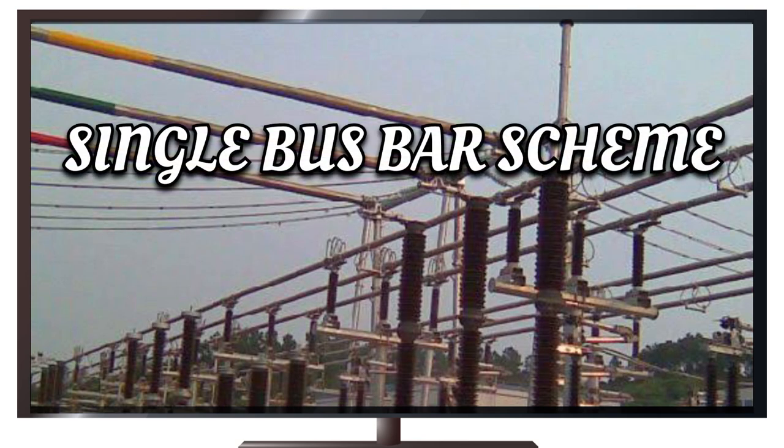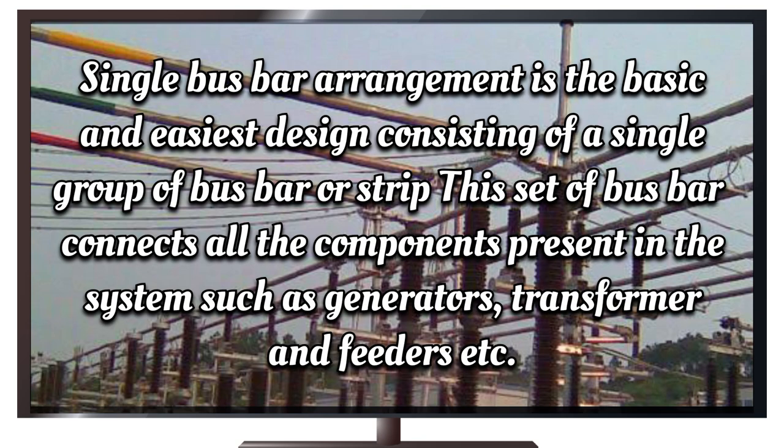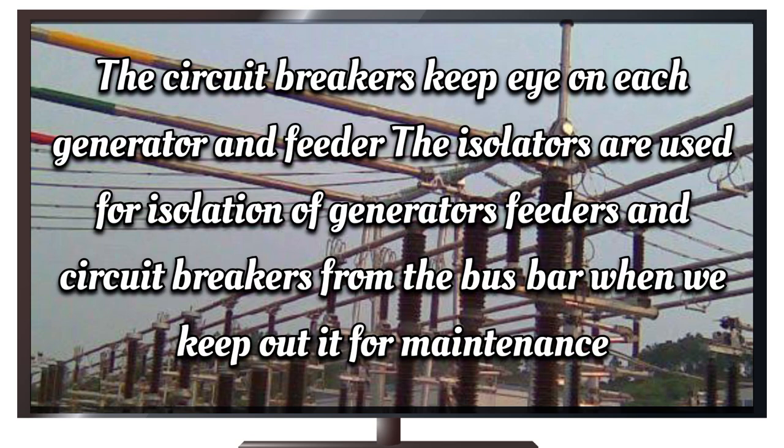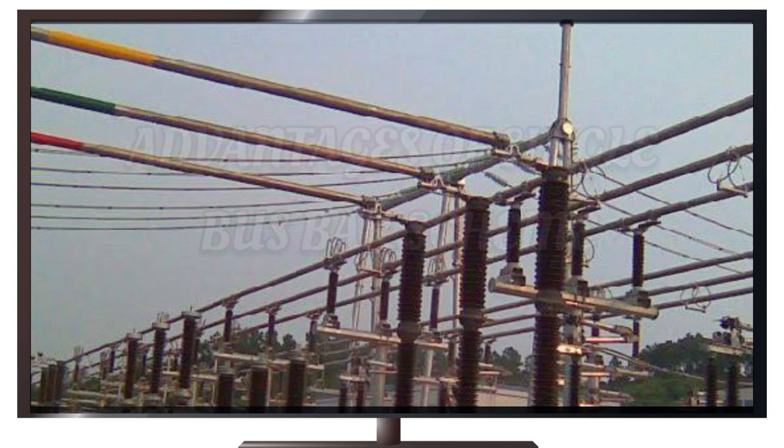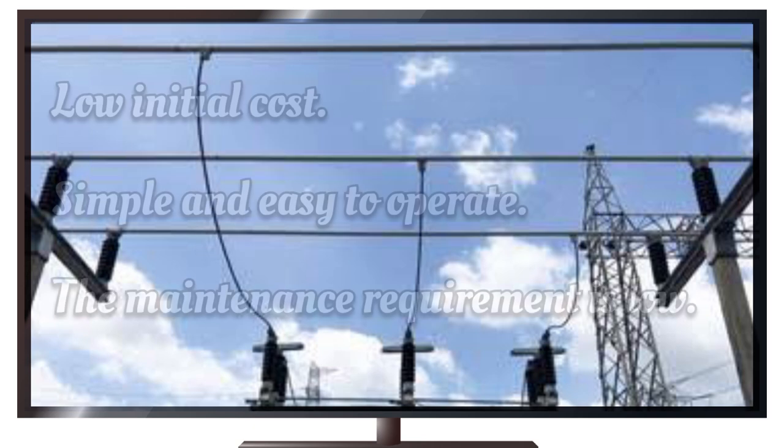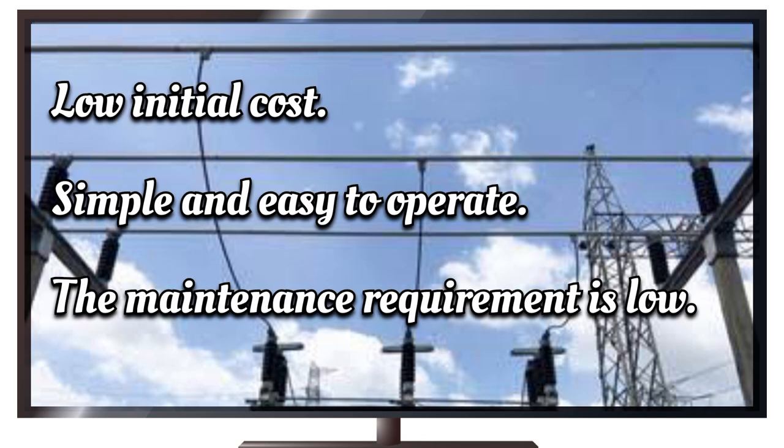Types of electrical bus bar system. Single bus bar scheme. Single bus bar arrangement is the basic and easiest design, consisting of a single group of bus bar or strip. This set of bus bar connects all the components present in the system such as generators, transformer and feeders, etc. The circuit breakers keep eye on each generator and feeder. The isolators are used for isolation of generators, feeders and circuit breakers from the bus bar when we keep it out for maintenance.